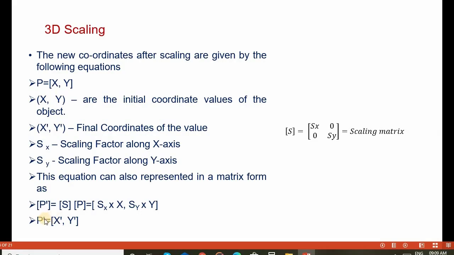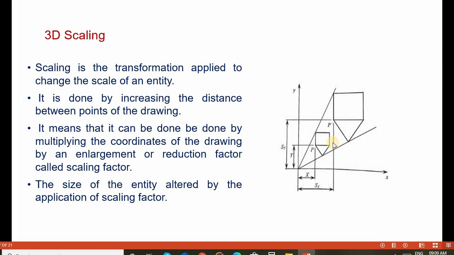By multiplying the scaling factor into the initial point, we can get the new enlarged or reduced size object coordinates. This is the scaling matrix. It shows Sx in the x-axis and Sy in the y-axis. By multiplying the scaling matrix, we get the new enlarged or reduced object. According to this figure, the original image P is enlarged into P dash.